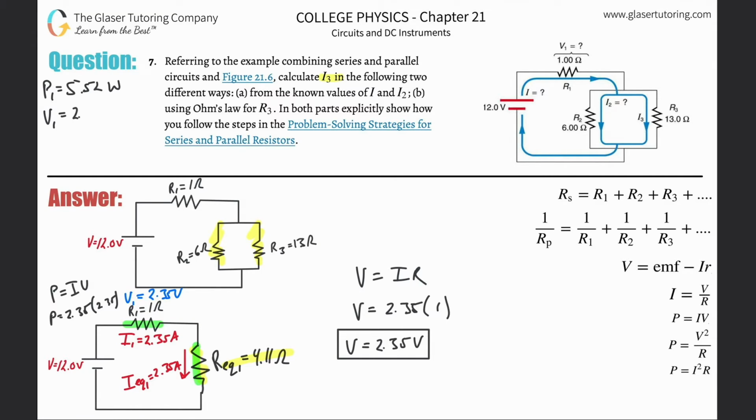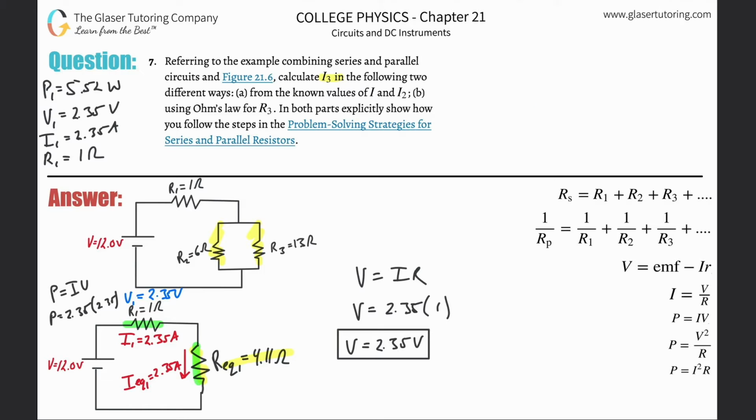V1 was going to be 2.35 volts. I1 is going to be 2.35 amps. And then R1 was 1 ohm. Okay? So we'll keep that with us. Let's just get rid of this picture on the upper right-hand side because we don't really need it anymore.